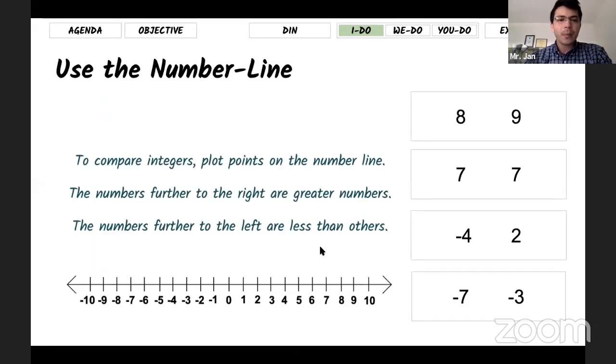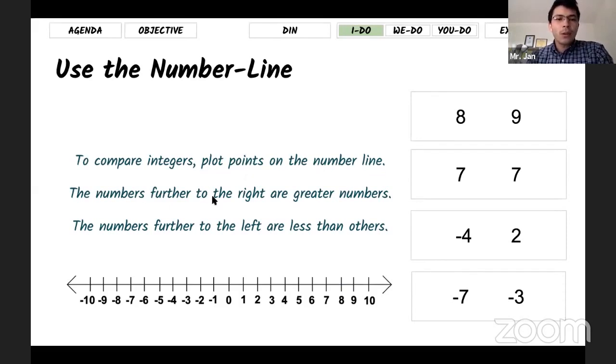And so, of course, one of the other reasons why we need absolute value is defining a distance. And why do we need to define a distance? It's because when we compare two numbers, sometimes we compare based on value, sometimes based on distance, okay? So for example, to compare integers, you need to plot the points on the number line, okay?